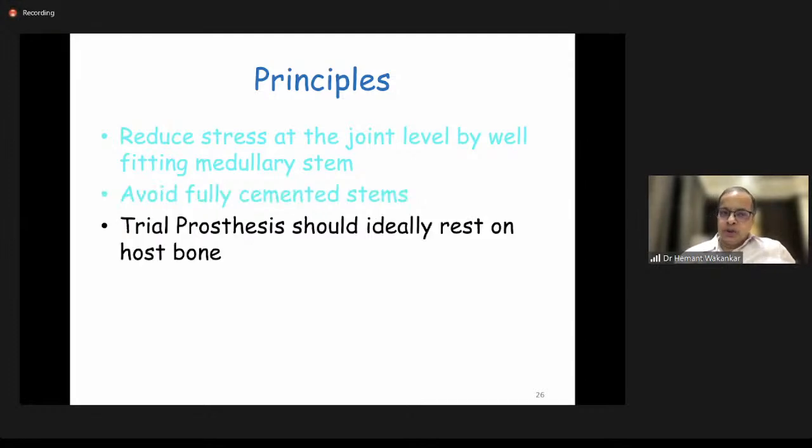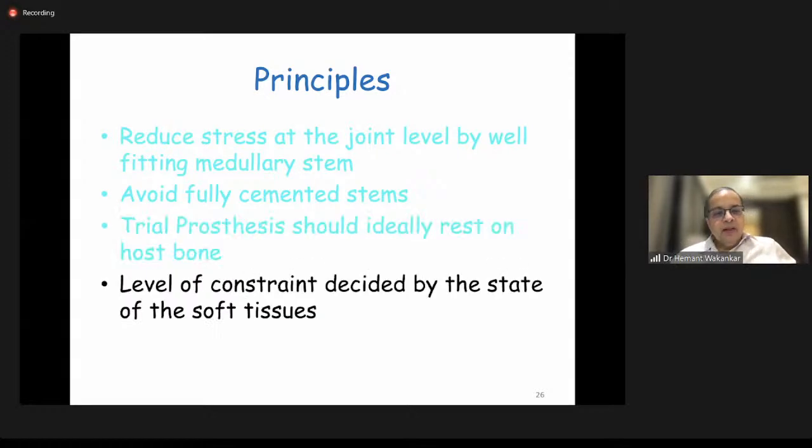One should hope that the trial prosthesis actually rests on the host bone, because if it is not resting on host bone, there is a big defect on both medial and lateral sides. Then you may have trouble. You may actually have to use metallic augments that would possibly rest on the host bone. The level of the constraint is finally going to be decided by the state of the soft tissues. And by soft tissues, I mean the collateral ligaments and even the posterior soft tissues.